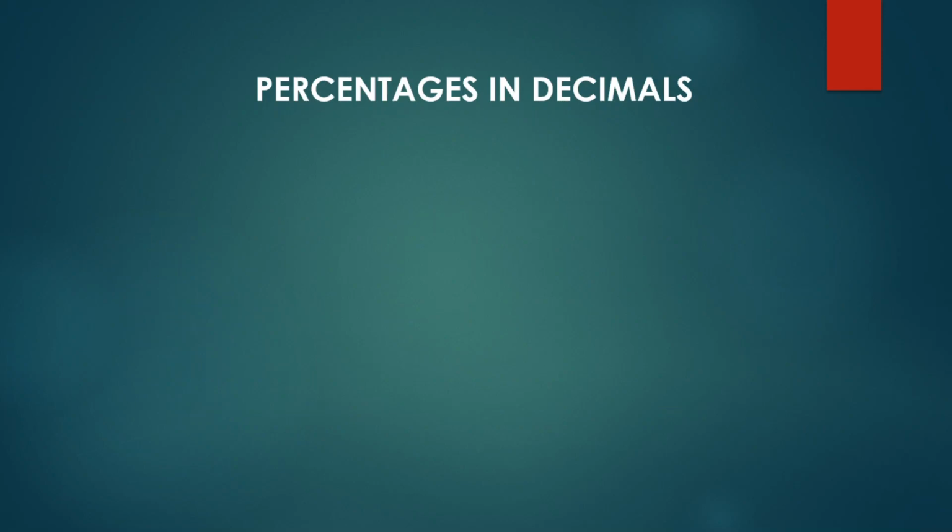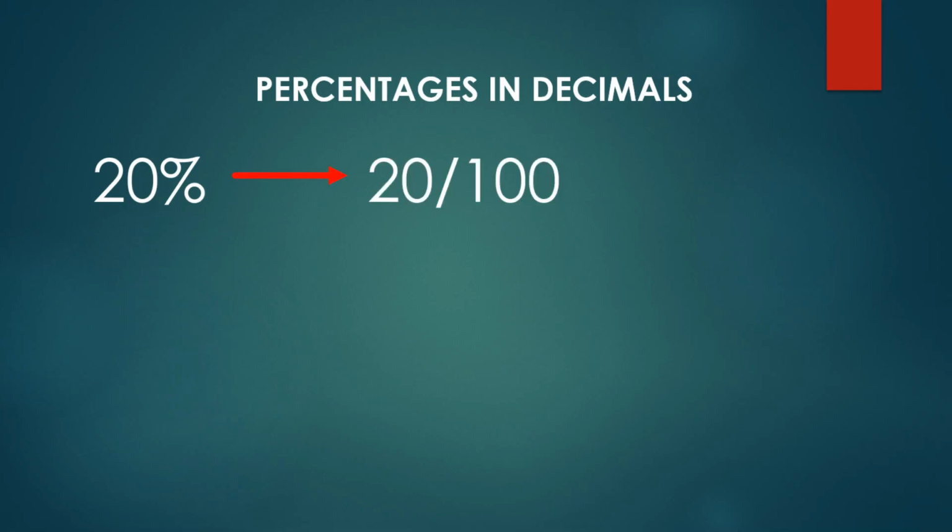So now we're going to see how we use fractions and dividing when we look at how to convert percentages into decimals. Let's start with 20%. This is the same as saying 20 out of 100, or the fraction 20 over 100. The line in the middle can be thought of as a division sign. So when we calculate 20 divided by 100, we get 0.2.